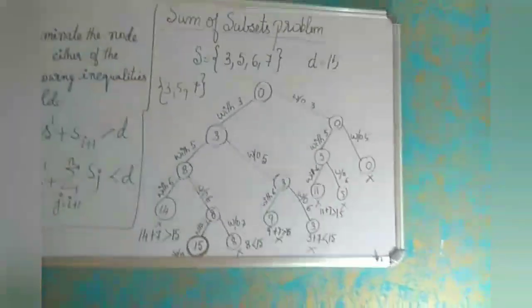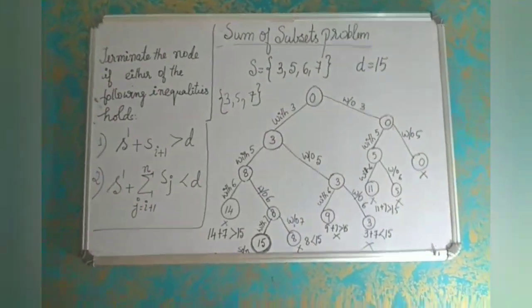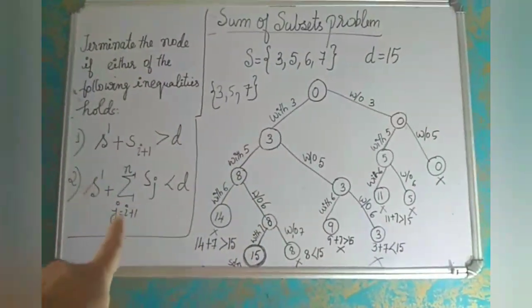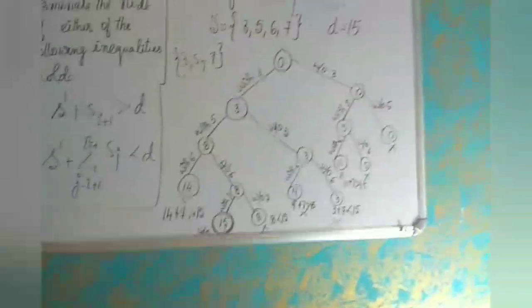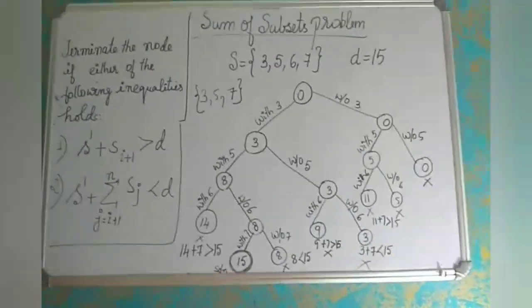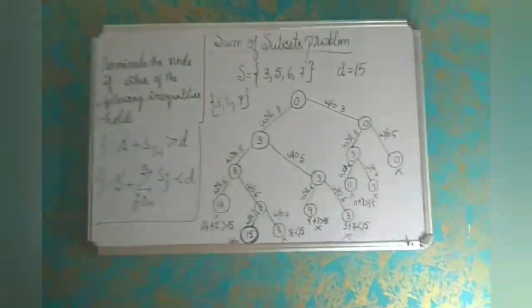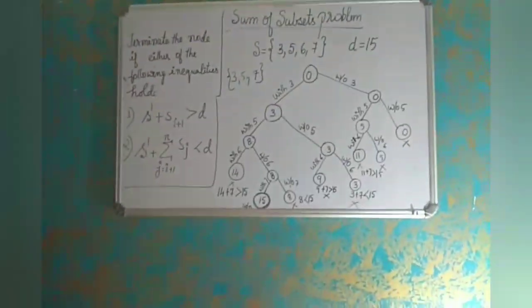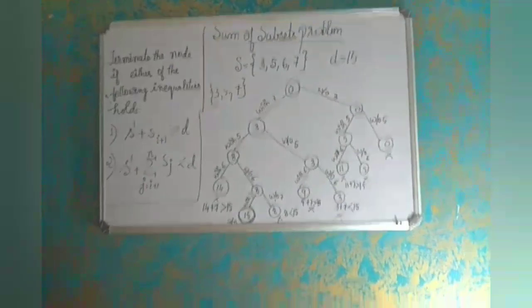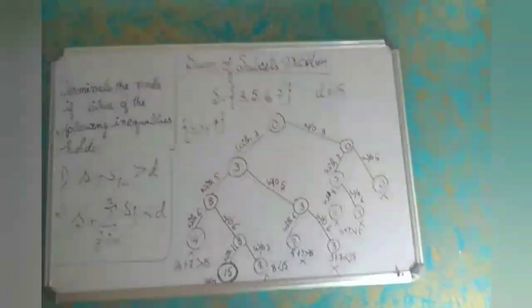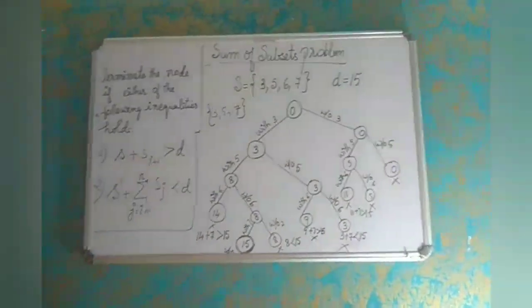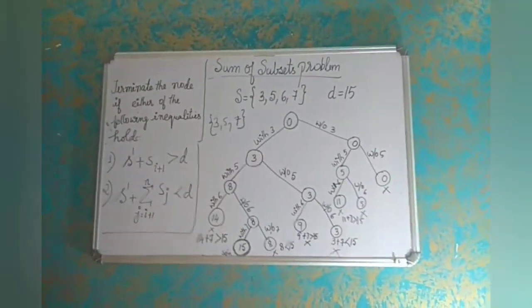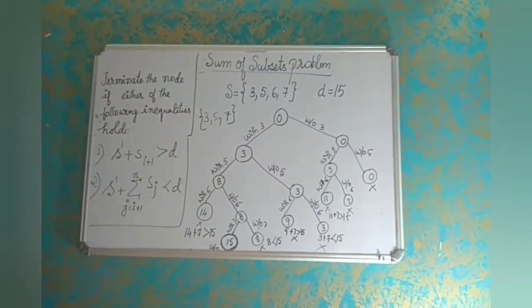So continue in the same procedure as I have explained, and you also have to look at these formulas every time, and you have to terminate only if these inequalities hold. And you check if any other solutions are possible for this one. Manually, if you check 3, 5, 6, 7 and d equal to 15, I think there is only one solution possible, that is 3, 5 and 7. You don't have any other solution.